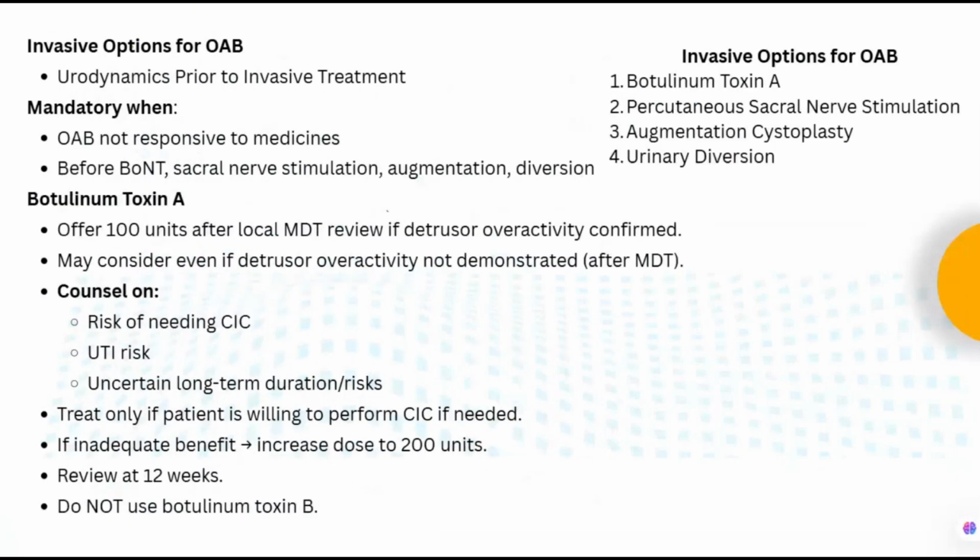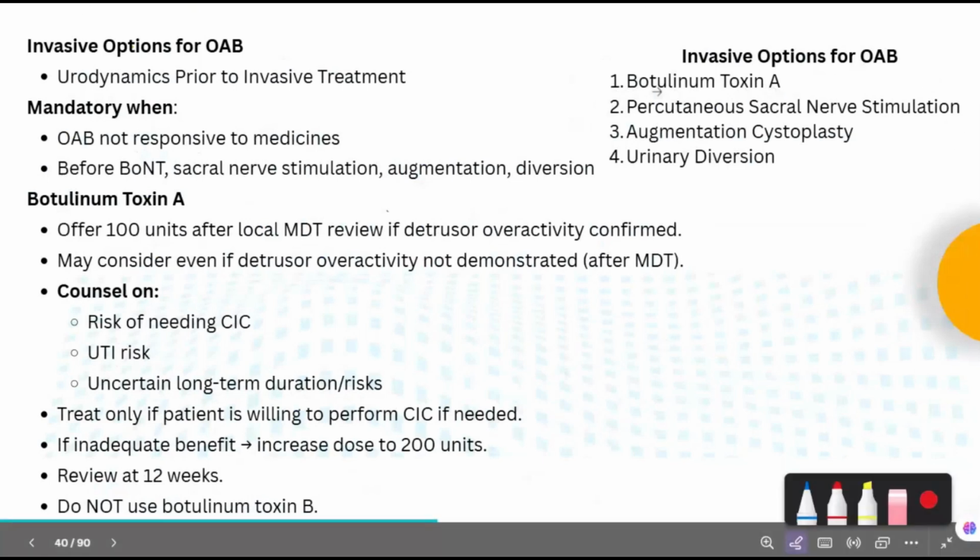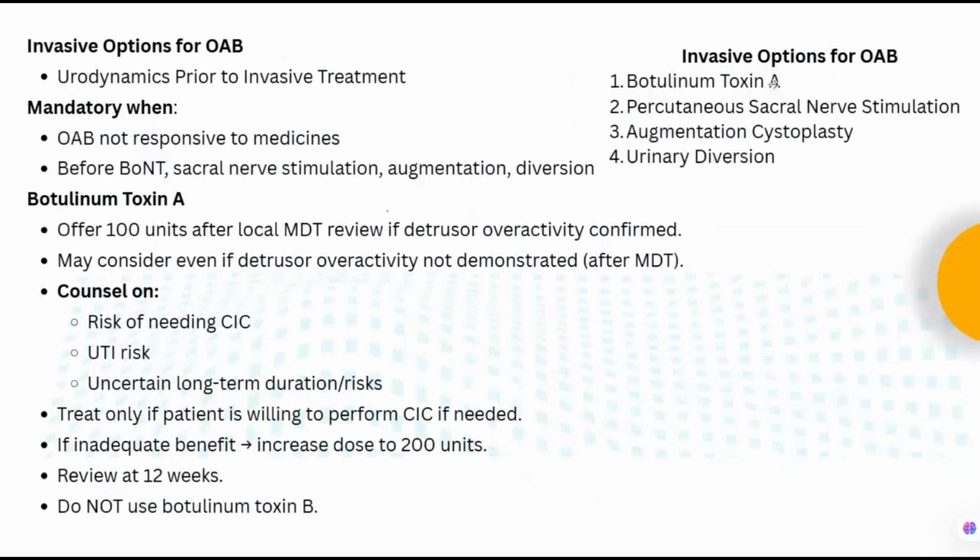Now, what are the invasive options for overactive bladder treatment? For overactive bladder, generally invasive options are not preferred. Medical line of management first. We will always do urodynamics prior to the invasive treatment, and the invasive options for overactive bladder, we have already seen a few. That is botulinum toxin A, then percutaneous sacral nerve stimulation, augmentation cystoplasty, and urinary diversion. So that is the flow chart for overactive bladder.